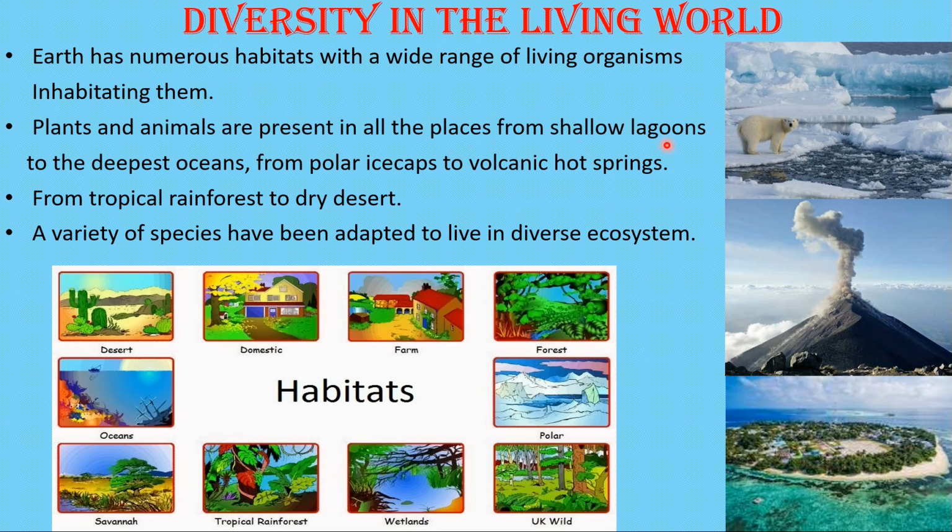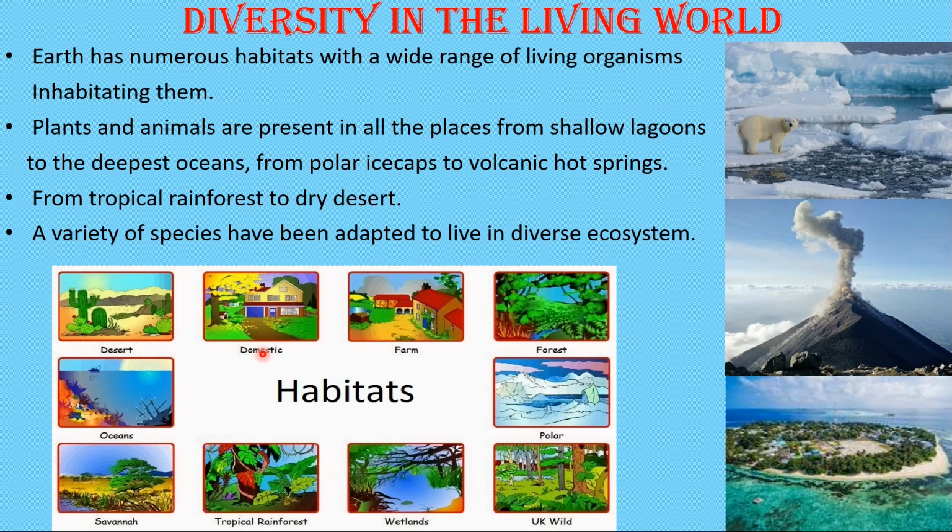It may be shallow lagoons. Shallow lagoons means salt lakes, shallow, not deep. We call it shallow lagoons. And in the deepest ocean also you can see some animals living, and in the shallow lagoons also some animals live. In the polar ice caps you can see the polar bears living, and in the volcanic hot springs at the lower region also some animals live.